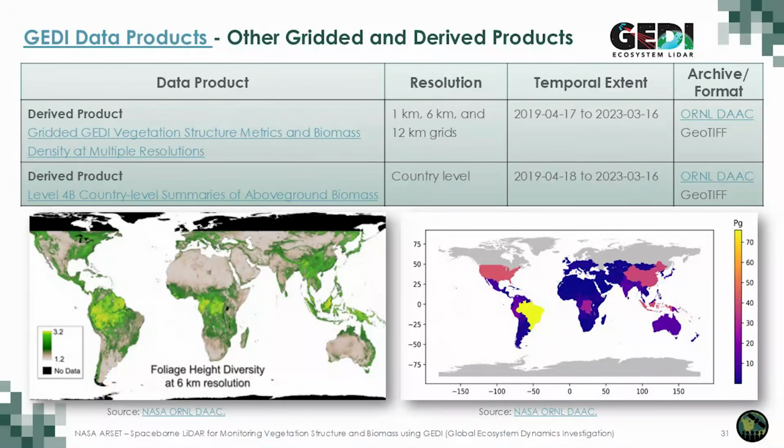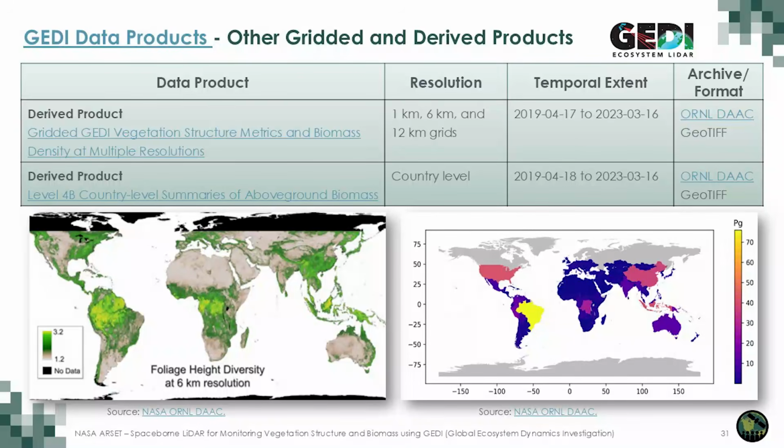Two other available products from the mission are highlighted here. The gridded version of all the Level 2B vegetation structure metrics are presented at multiple resolutions and have been processed with stricter quality filters applied. For example, the mean foliage height diversity in the leftmost map was generated with GEDI shots acquired between April 2019 to March 2023 and aggregated in 6 kilometer grid cells.